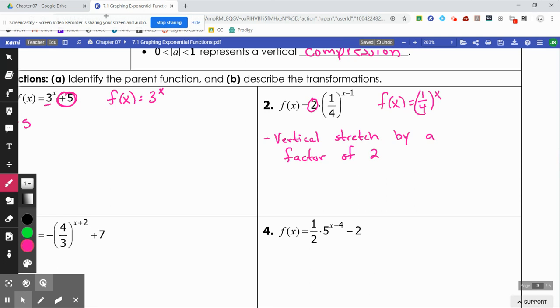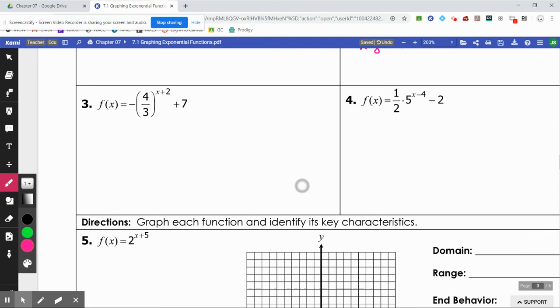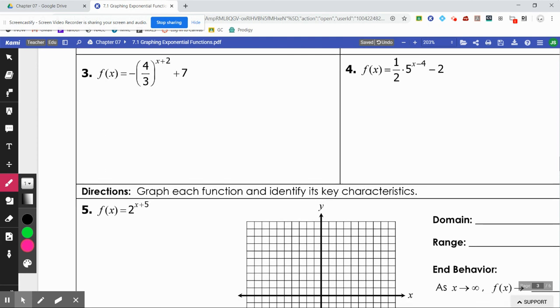And then the only other transformation is going to be this minus 1 on the x. If it's a minus 1, that's going to move your function right 1 unit. Minus right, plus left. Next function, take away all the pluses, minuses, and negatives, and your parent function is going to be y equals 4/3 raised to the x power.